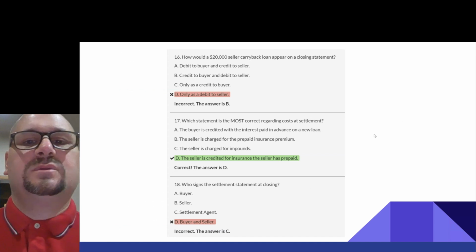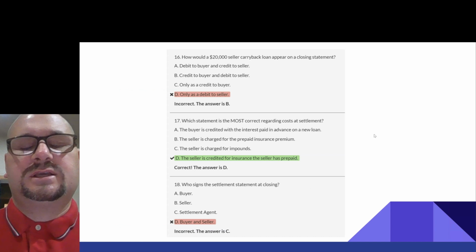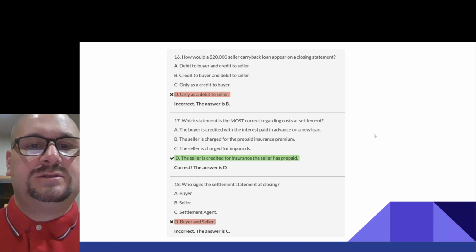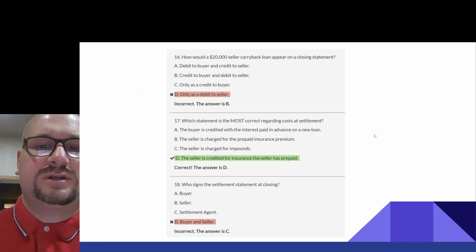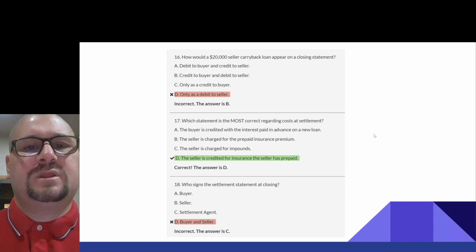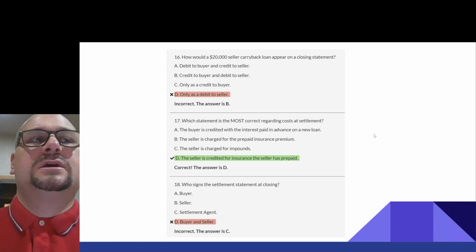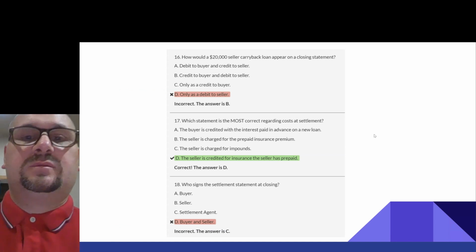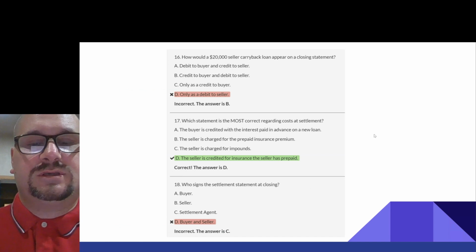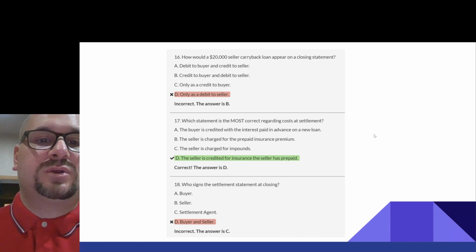Which statement is most correct regarding costs at settlement? Delta, the seller is credited for insurance. The seller has prepaid. So the key word here is prepaid.